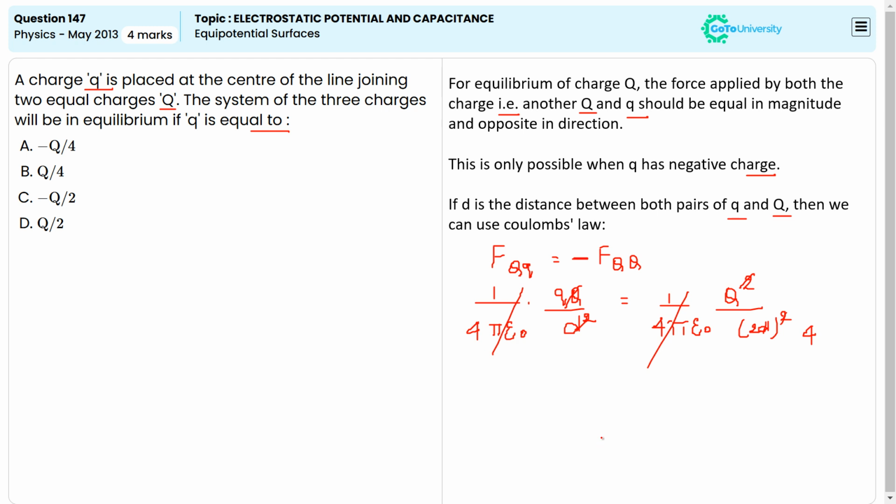Then I can write q is equal to minus, since the other term is in the negative direction, minus of 1 Q, it remains as it is, that is Q divided by 4. So this q must be equal to minus Q upon 4. Option A is our right answer.